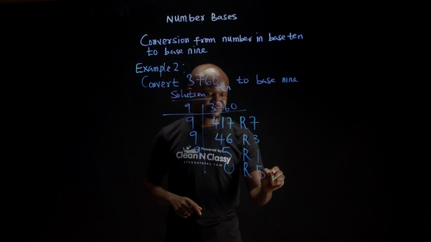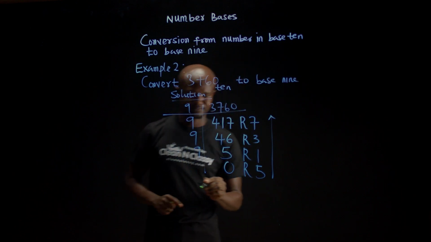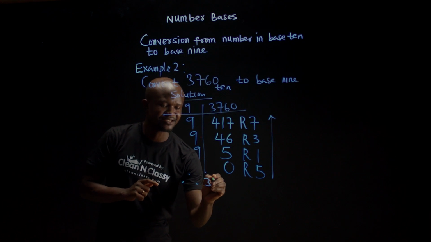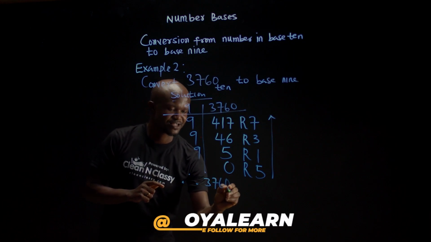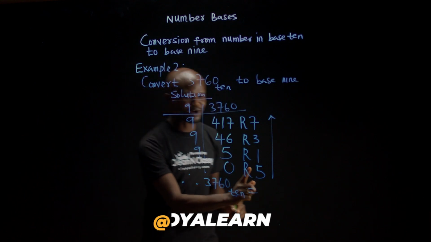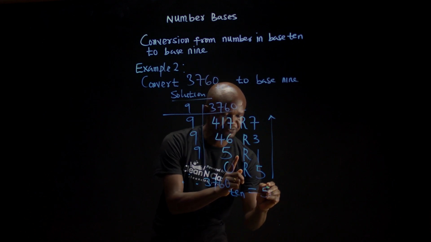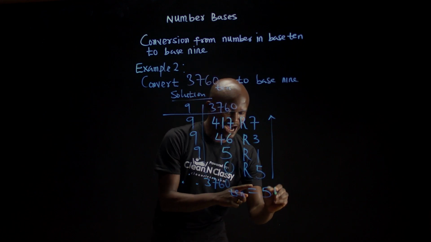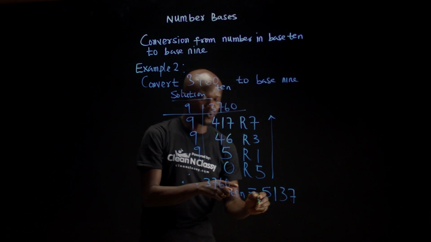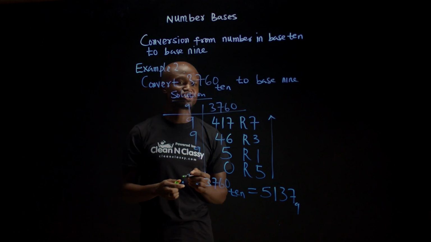Now, we get our solution from the bottom to the top. We now conclude. What are you converting? 3,760, which is a number in base 10, is now equals to what? From the bottom, we have the first digit, which is what? 5. So we write 5. The next digit, 1, 3, 7. Then what base? To base 9. That is the solution to the problem.